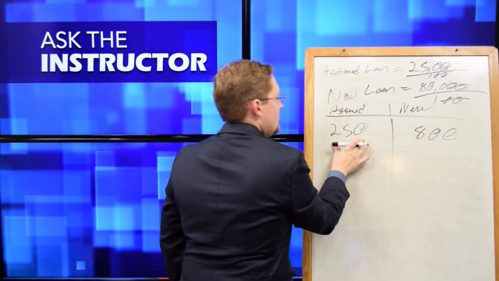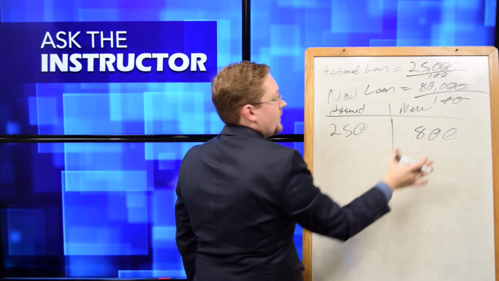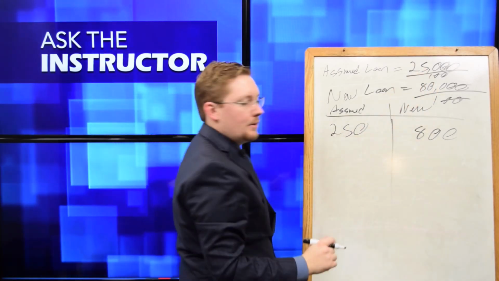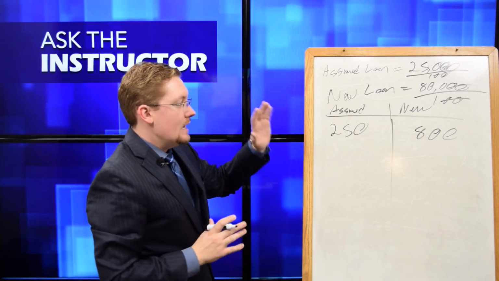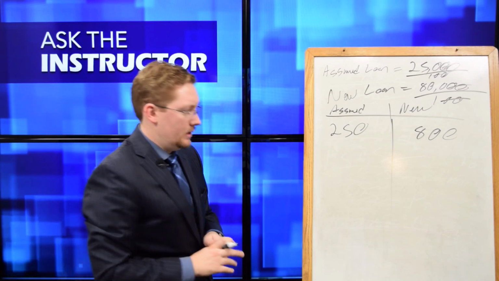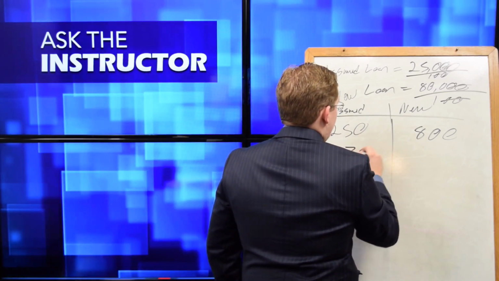So we have 250 stamps needed for our assumed loan, 800 stamps for our new loan, and the way we're figuring that out is what we've been doing so far, just taking that loan amount and dividing it by 100. Very important, I can't stress this enough because I see this happen quite a bit, is where you're using the purchase price as one of these numbers. Purchase price, completely irrelevant here. So what we need to do now is just multiply each one of these by 35 cents.